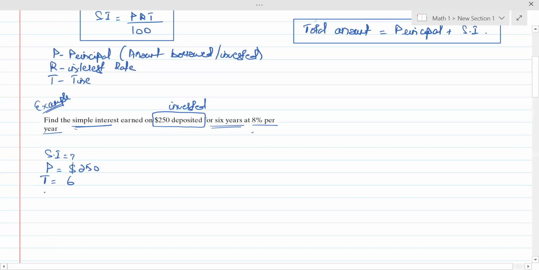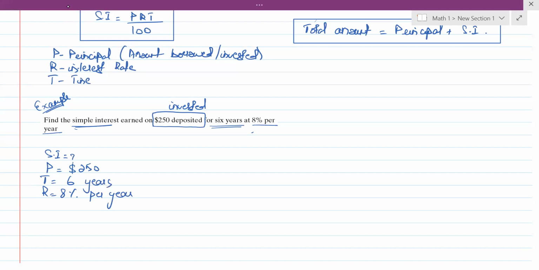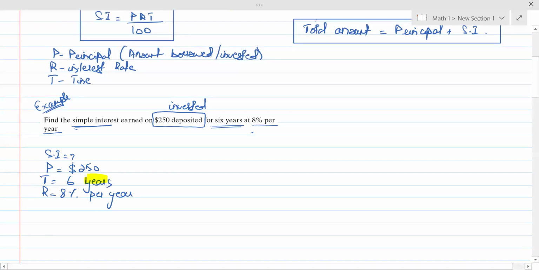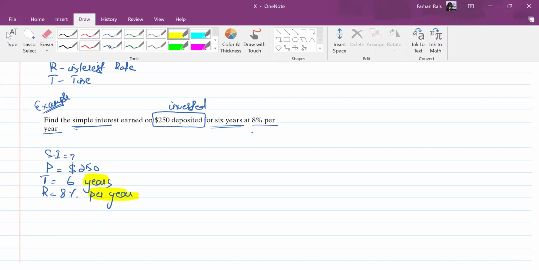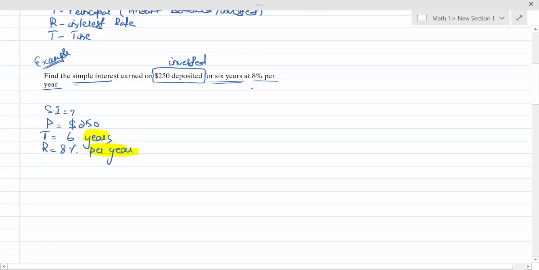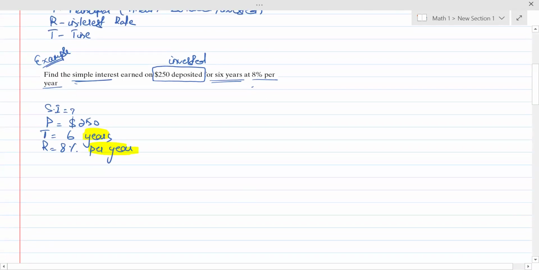So rate here it is 8% per year, and this time is also in years. So you have to be very careful about this scenario, that the unit remains the same. The interest rate to be charged is in terms of years, so the time for the money deposited is also in years. So now we can use the principal in the simple interest formula.